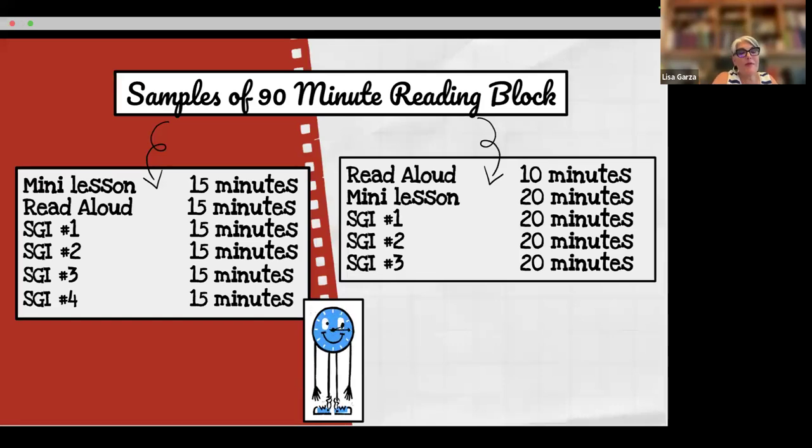Here we have an example of a 90-minute reading block now. It's similar to the math block. Approximately 30 minutes of the block can be dedicated to whole group instruction, leaving 60 minutes for small group instruction. Younger scholars may have 15-minute small groups based on their need and attention span, while older scholars may have 20-minute small groups.